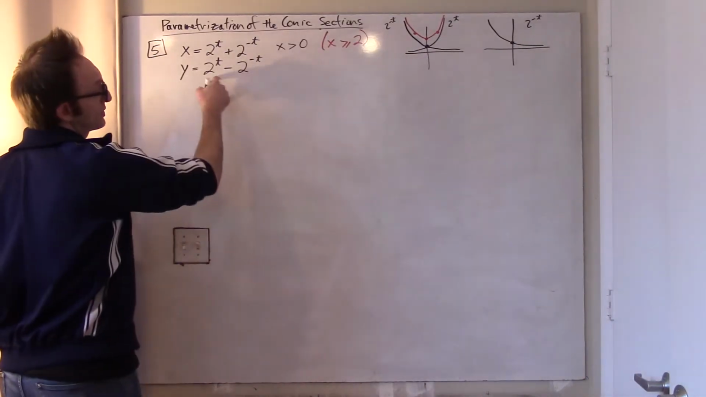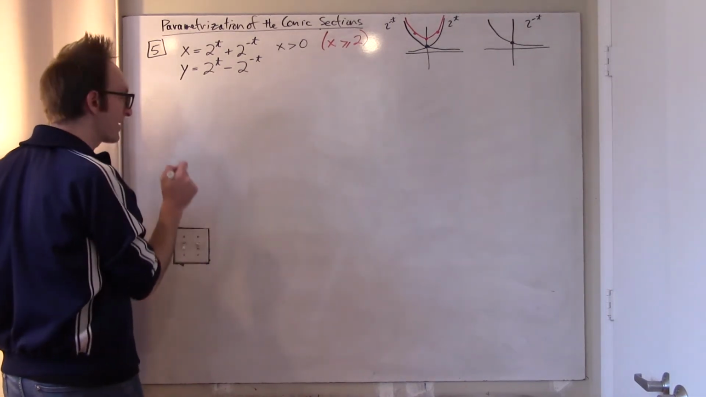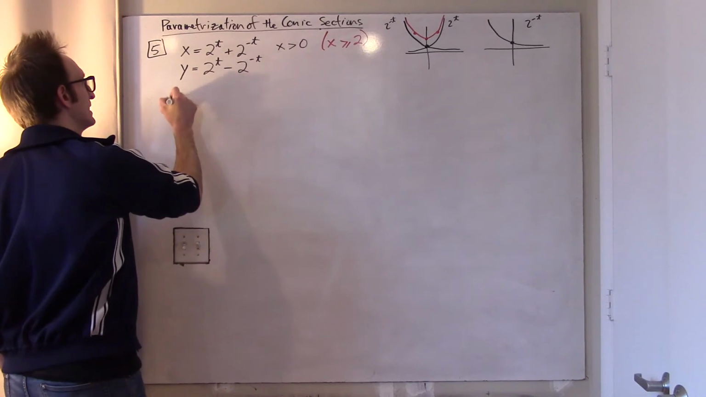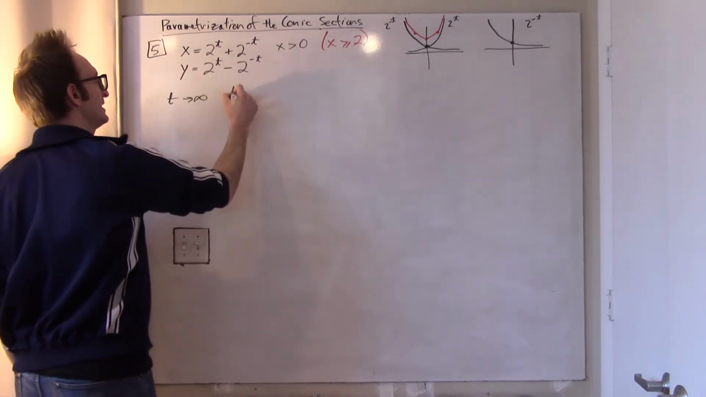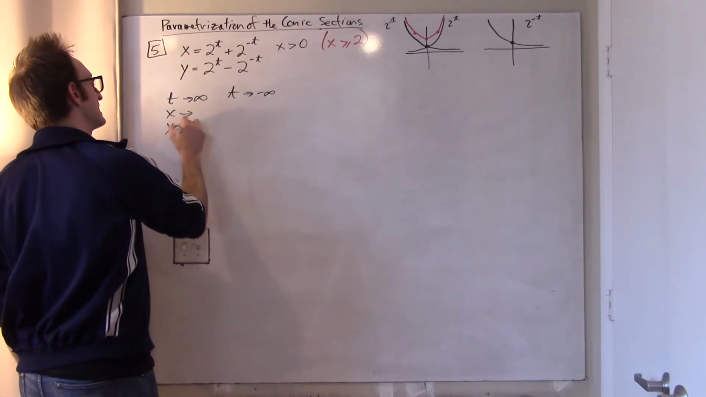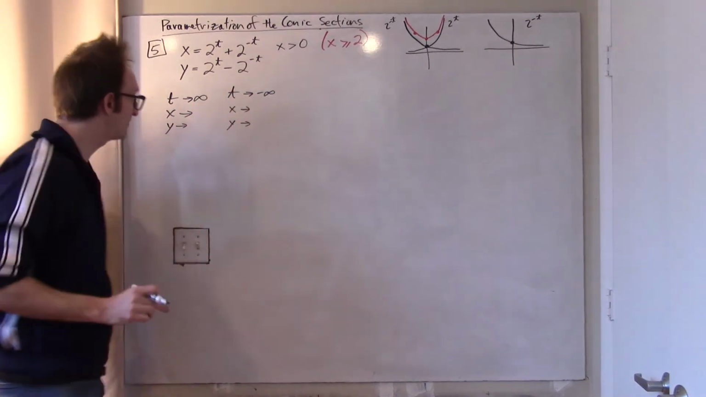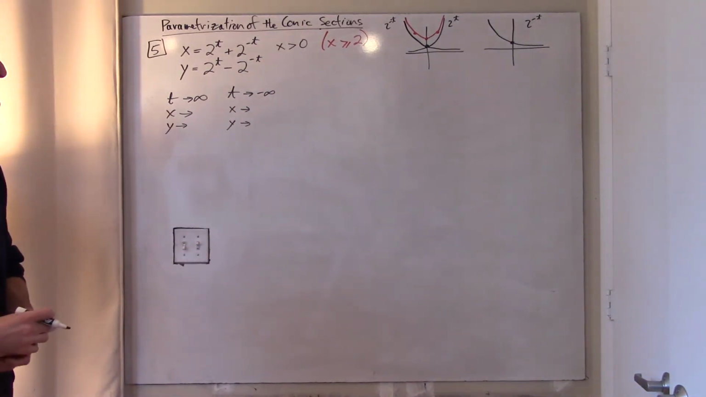So there are no restrictions because I can take 2 to the anything. So all t values are going to be fine. So let's just look at what happens as t approaches infinity, and then let's look at what happens as t approaches negative infinity, and that's all we can do, and then we're just going to get started with the problem.